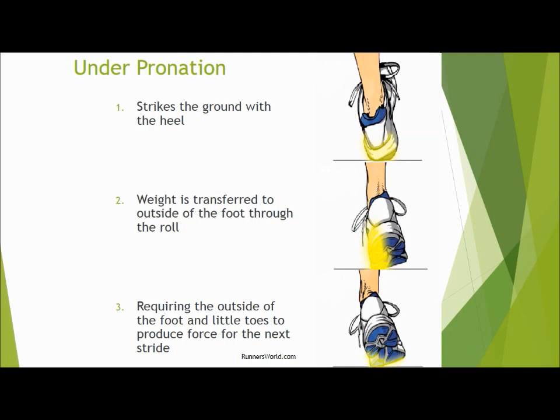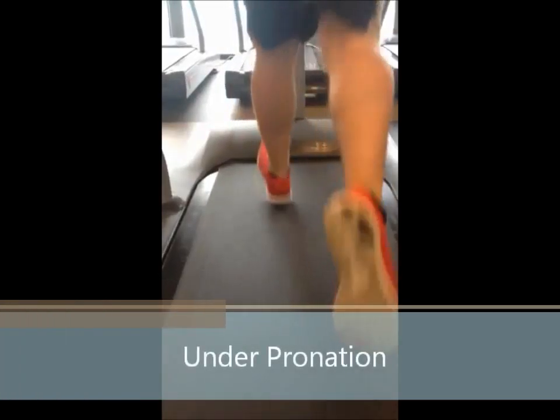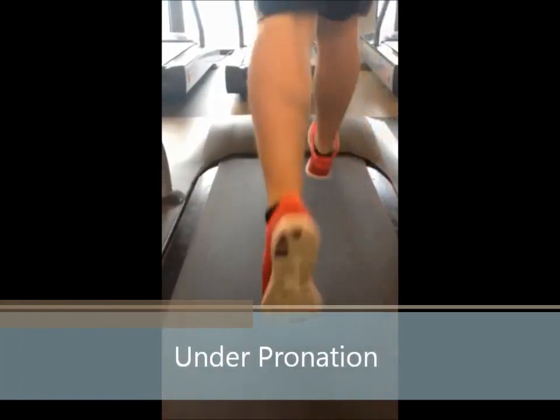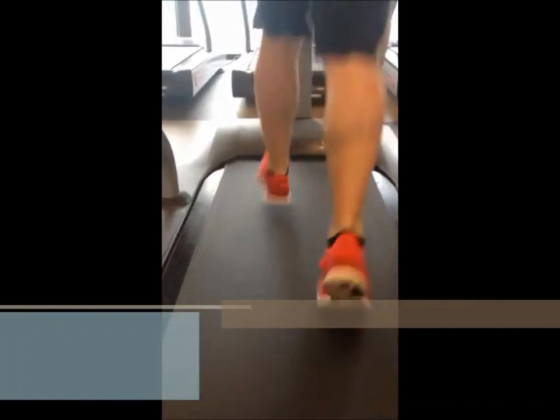A runner that underpronates will also strike the ground with the outside of the heel, but when the foot rolls forward, it does so at less than 15%. This concentrates the forces of impact on the smaller outside area of the foot. Then, in the push-off phase, the runner is forced to use the weaker, smaller toes. Watch this runner underpronate. You will notice how they remain slightly on the outside of the foot.